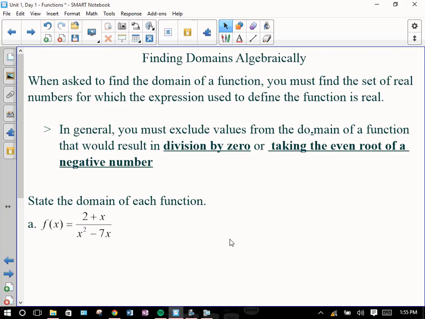Now, divide by 0 is what? Divide by 0 or take the even root of a negative number. And we're going to quickly talk about an even root. Alright?